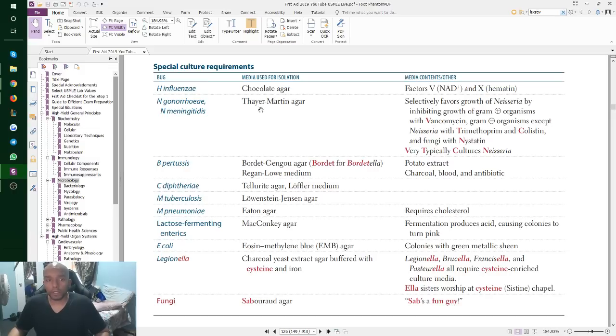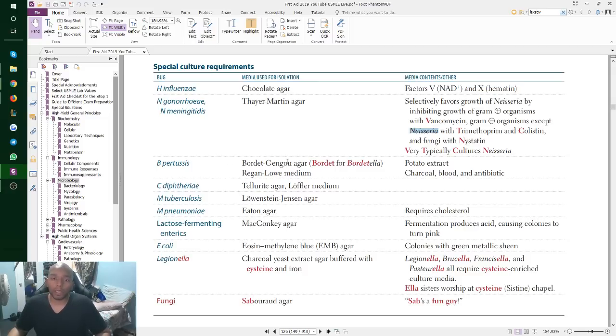For Neisseria, Thayer-Martin agar, like we just talked about, what's so good about this agar? Well, it selectively favors growth of Neisseria by inhibiting the growth of gram-positive organisms by using vancomycin, gram-negative organisms by using trimethoprim and colistin, and fungi by using nystatin, right? So vancomycin, trimethoprim, colistin, and nystatin are all in your Thayer-Martin agar, but Neisseria is resistant, so it will be the only thing that will be able to grow on this agar.